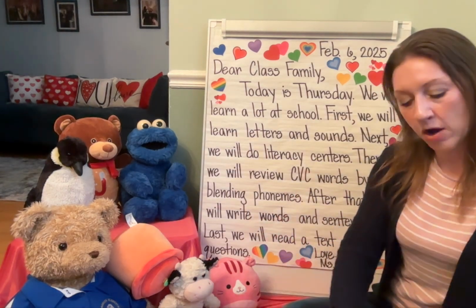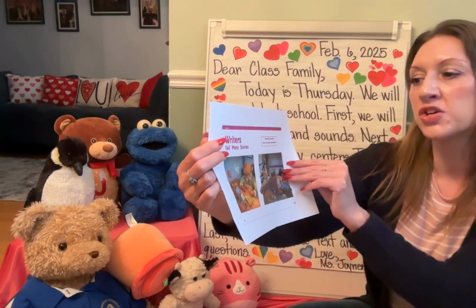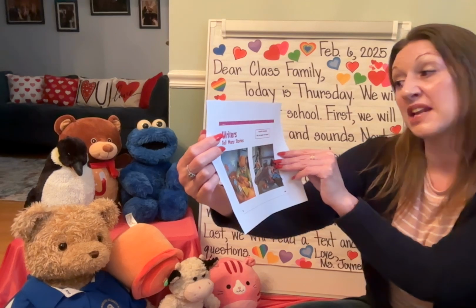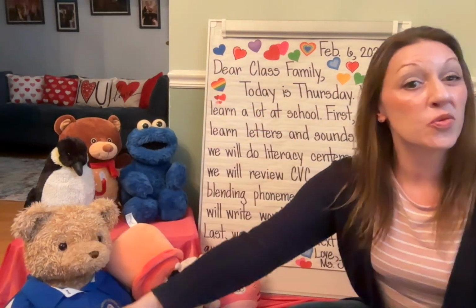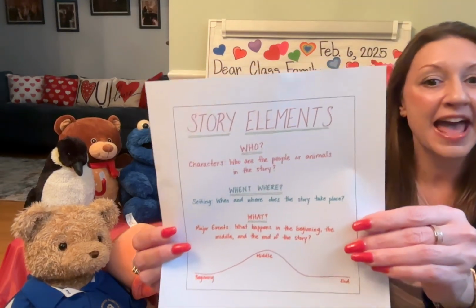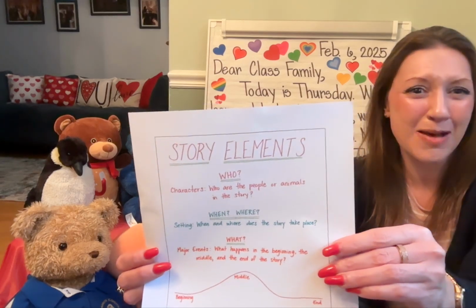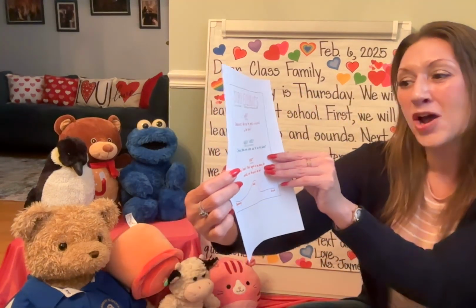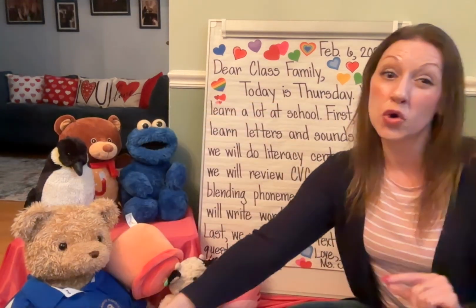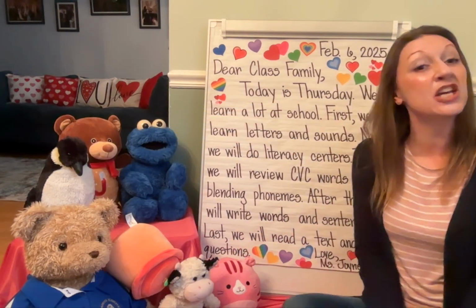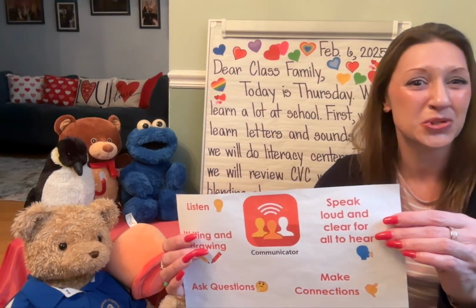We're going to read that one, and we're going to also read another text. We know that writers tell many stories, and we've been thinking about that essential question: why do people tell stories? We're going to read another text today and think about those elements, such as who's in the story, what happened, where did it happen, and what happened in the story, the major events for the beginning, middle, and end. Good readers share their thinking and communicate as they are asking and answering questions. And that's what we're going to do at school in kindergarten.